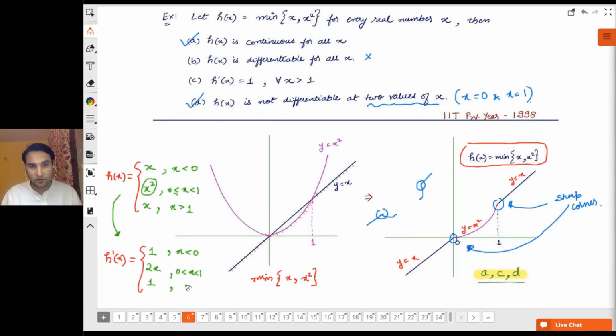So now, if somebody asks you what is the differentiation of the function for all x greater than 1, this symbol means for all. You can see this is the function for x greater than 1. Your function is this, and its differentiation, y dash x or h dash x, will be 1. So its differentiation is 1. That's it. This is also true. So the answer is A, C and D.